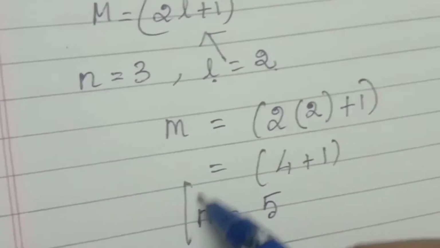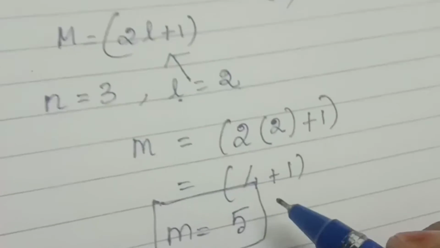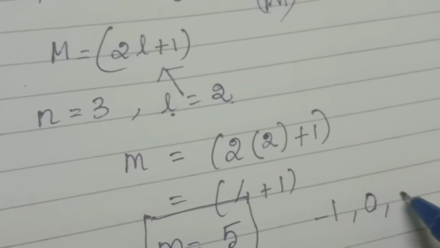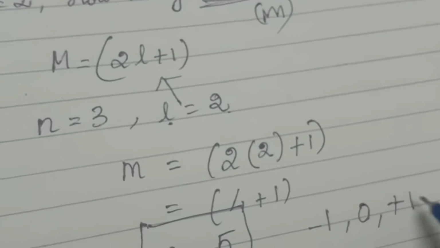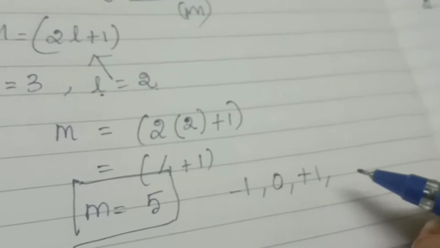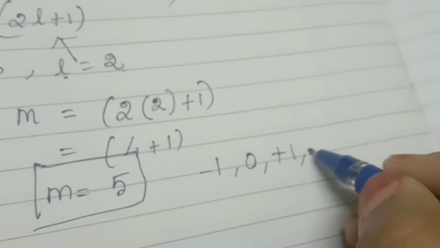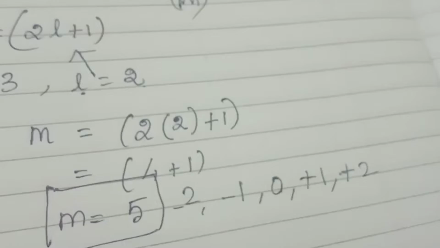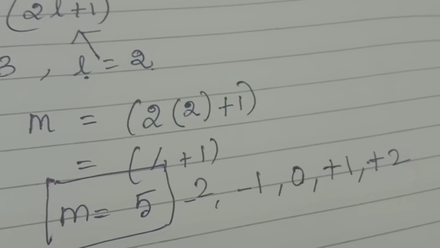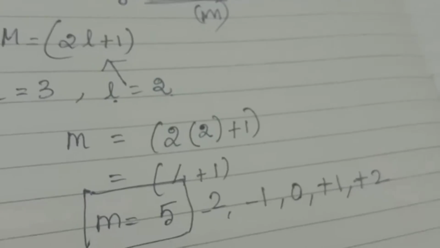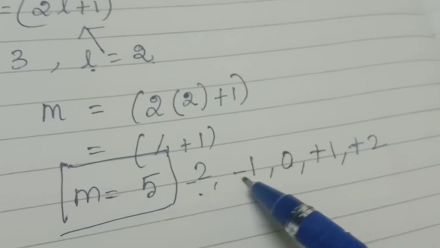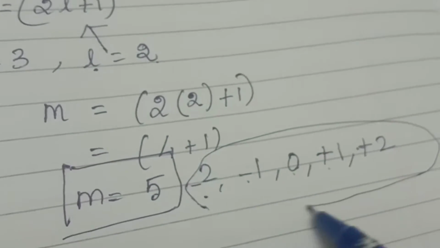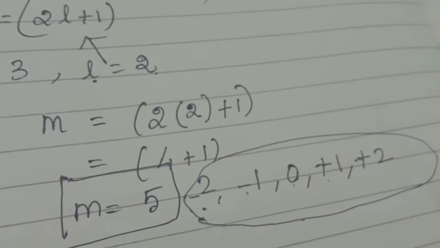Okay, so what does the 5 mean? What values will come? 0, minus 1 and plus 1, minus 2 and plus 2, and these are all the M values. 5 values totally: 1, 2, 3, 4, 5. So totally we got 5 values for this M value.